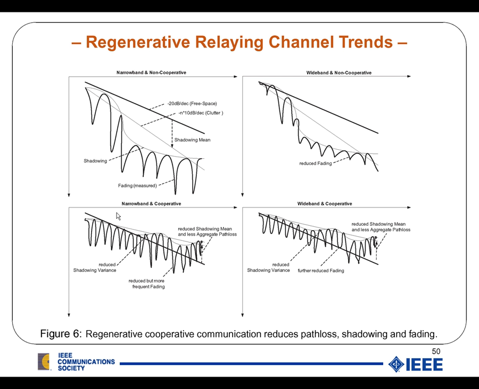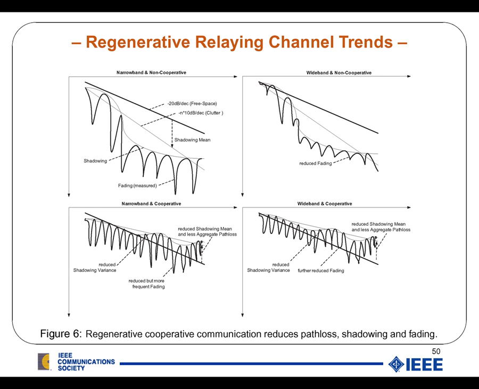We have then the narrowband cooperative case, and the first thing we observe if we compare with the narrowband non-cooperative case, is that the aggregate path loss is less, so the steepness of that path loss might be well below minus 20 dB per decade, and it depends on the relays, on the relay positioning, on the way the power allocation is done. But generally you will observe that the aggregate path loss using relays is less than the path loss you experience if you had a direct link.